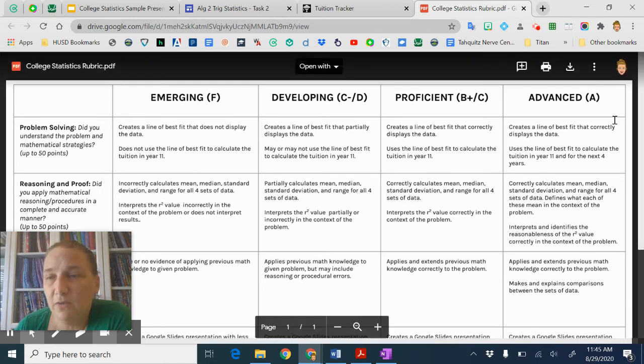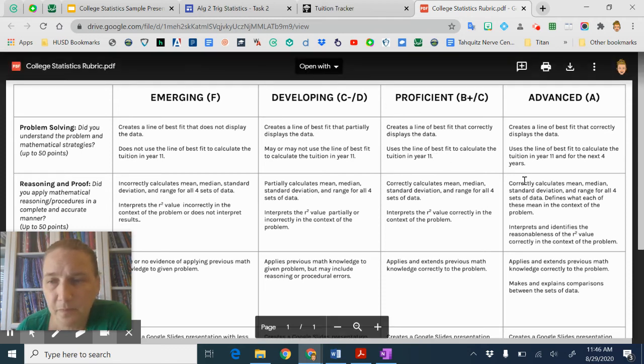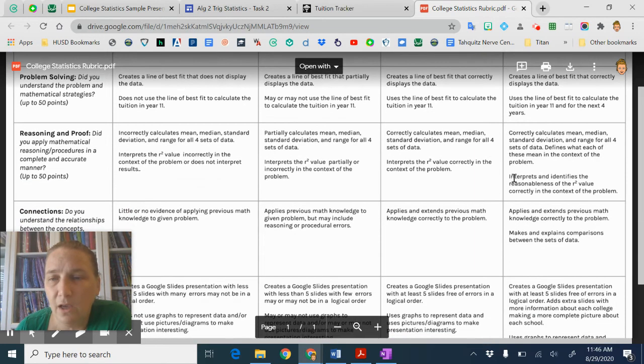So you're going to create your line of best fit correctly and display your data. Okay, you're going to use the line of best fit to calculate the tuition in year 11 for the net and for the next 4 years. If you only do it for year 11, then you will only get at the most a B plus. Okay, you calculate correctly your mean, your median, your standard deviation, range for all 4 sets of data, and you define what each of those mean in the context of the problem. Okay. And then you interpret and identify the reasonableness of the R squared value correctly in the context of the problem.